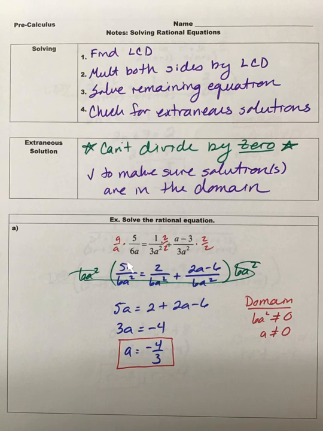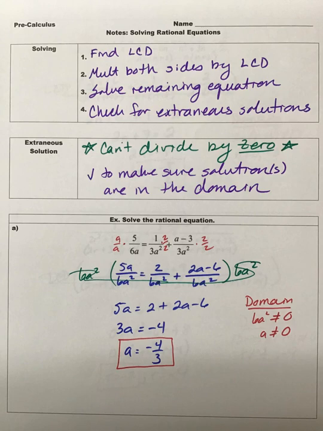I need to find a common denominator. So I have a 6a, a 3a squared, a 3a squared. Well, this first denominator is missing the second a, so I'm going to multiply top and bottom by a. So I get 5a over 6a squared. These two denominators are missing a 2 because 2 times 3 will give me 6. So I'm going to multiply top and bottom by 2, and I get 2 over 6a squared. I'm going to multiply top and bottom by 2, so I get 2a minus 6 over 6a squared.